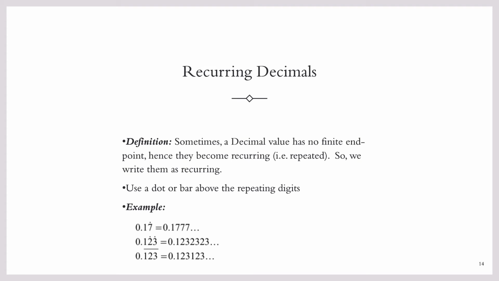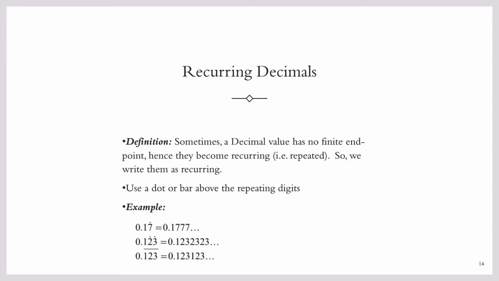0.17 with a dot would mean that the value is 0.1777777, and this 7 is recurring. They just keep on coming forever and forever. So we put a dot above 7 to show the recurring nature of 7. Similarly, 0.123 with a dot above 23 means that these two digits are recurring.